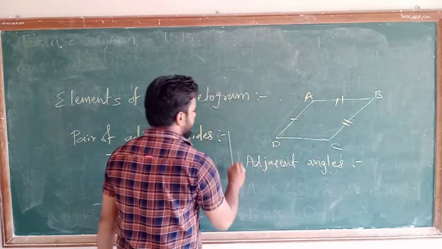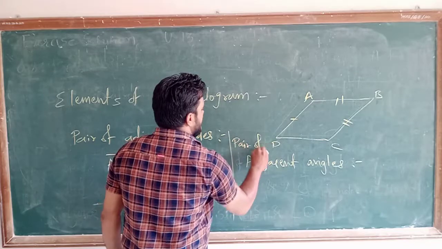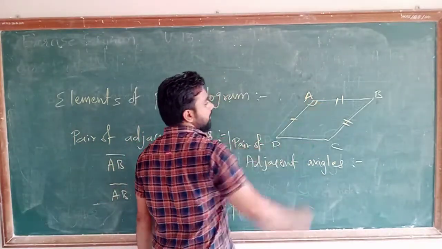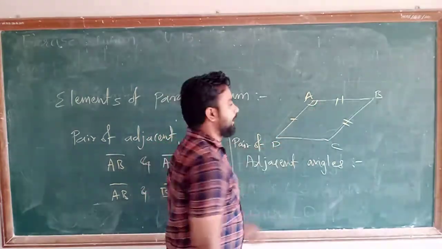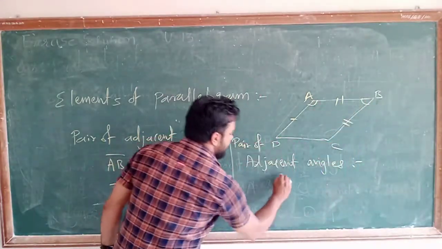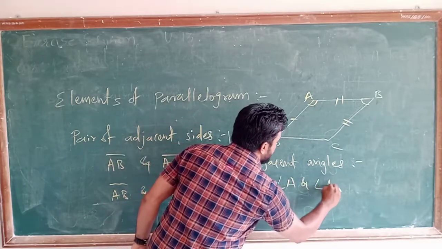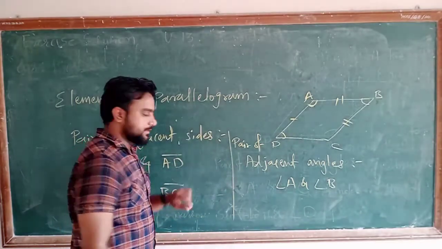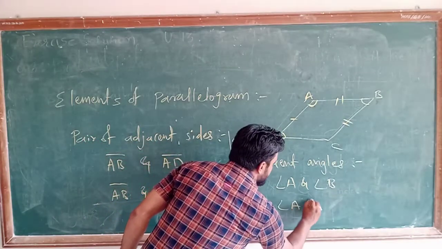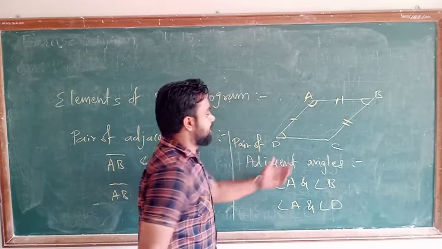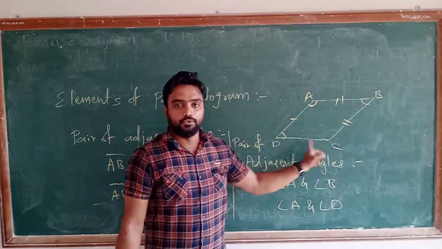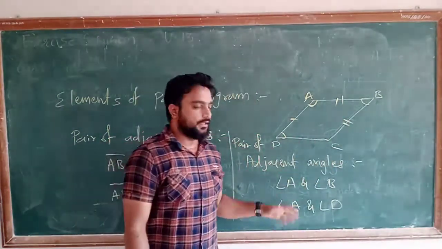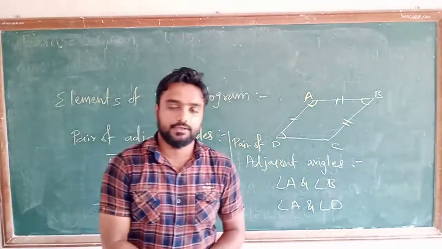Okay, in the same way about adjacent angles. Or you can write it as pair of adjacent angles. Okay, so just see here. This angle, okay, angle A and angle B both are considered as adjacent angles. In the same way, angle A and angle D are also considered as adjacent angles. In the same way, angle C and angle D both are considered as adjacent angles, and in the same way B and C. Okay, ये दो पेयर मैंने लिख दिए हैं, दो पेयर आप लिख सकते हो. Okay, it is very easy.